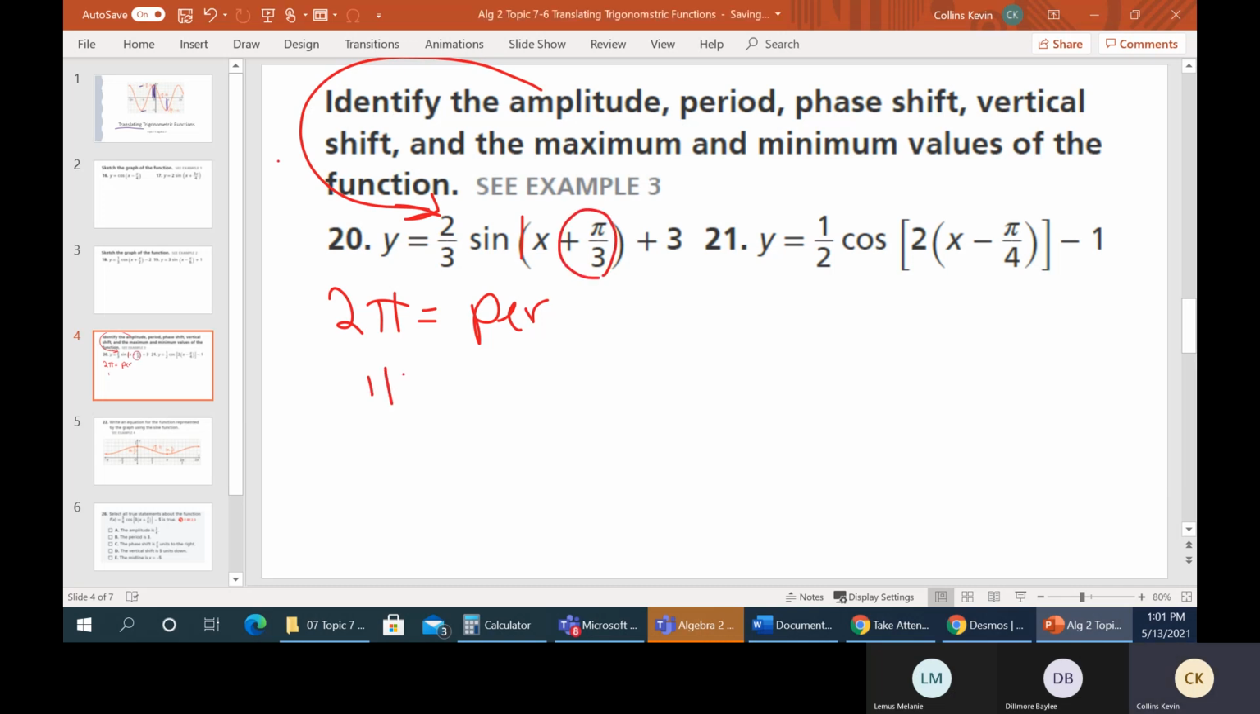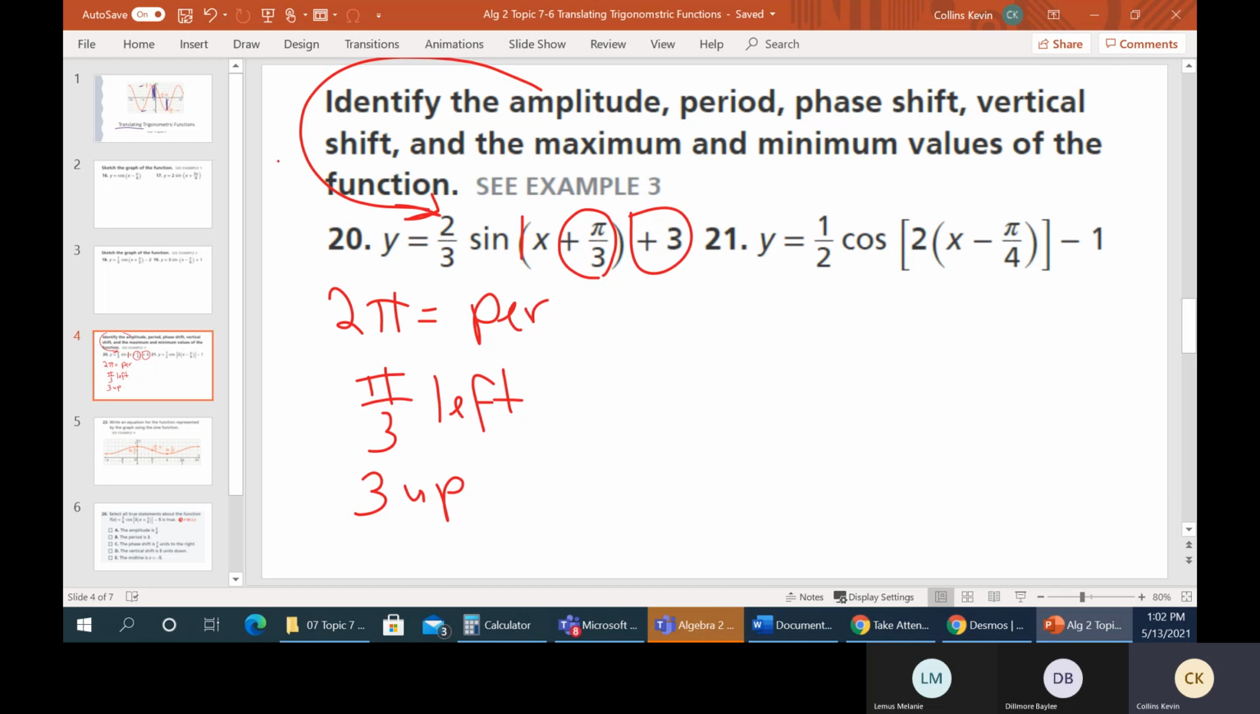So that's going to be pi over 3 to the left. Okay? And then vertical shift is just going to be this guy. All right? So that's going to be 3 up. Okay, and that's every motion you can do on this thing. We've moved him up, we've moved him left, we've made him squash down a little bit, and the period stayed the same, so we're all good.